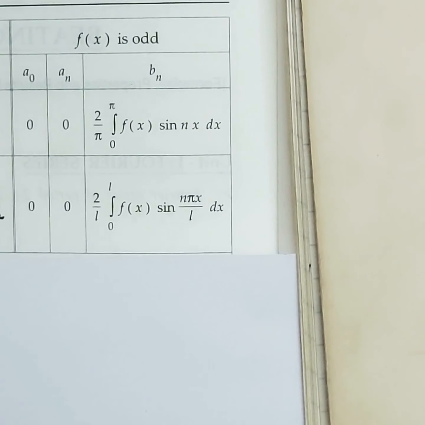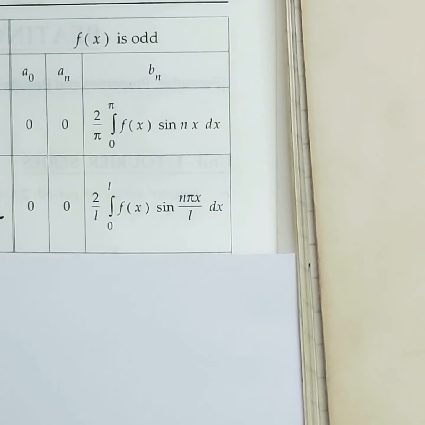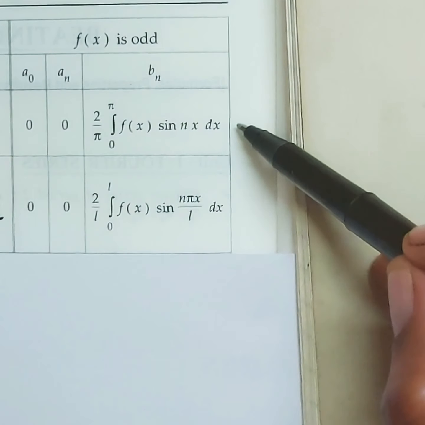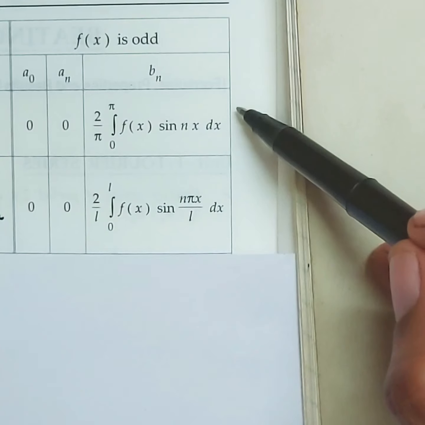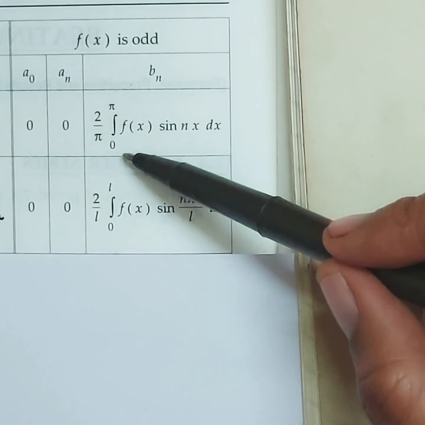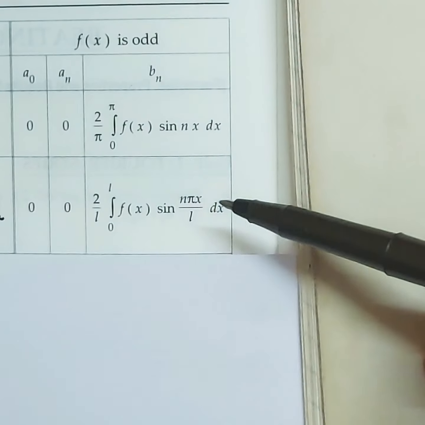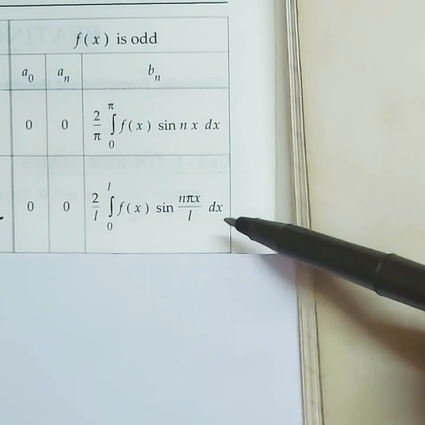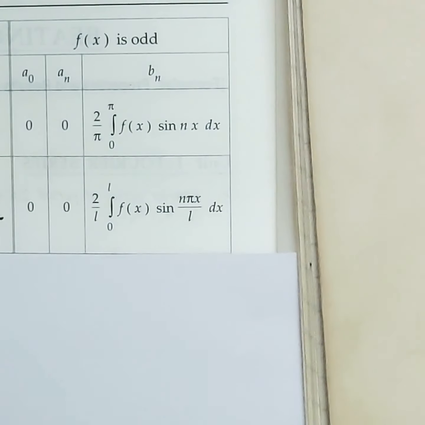So the function is odd means a naught and an will become 0, only bn, and this is the formula for both the intervals minus pi comma pi and 0 comma 2 pi. For both the intervals, you will write only 2 by pi integral 0 to pi. And this is the formula for the interval minus L comma L or 0 comma 2L.